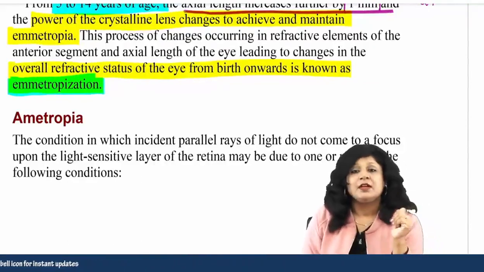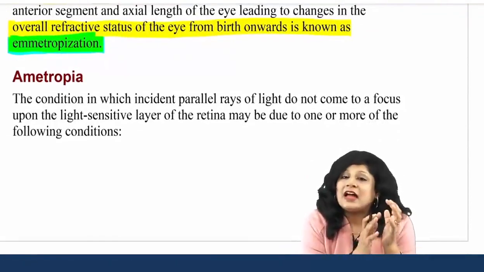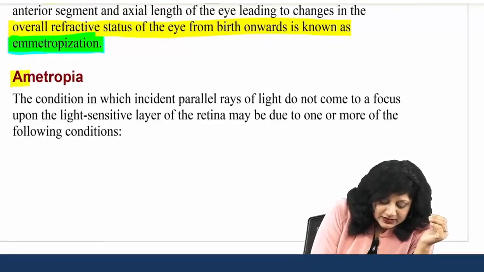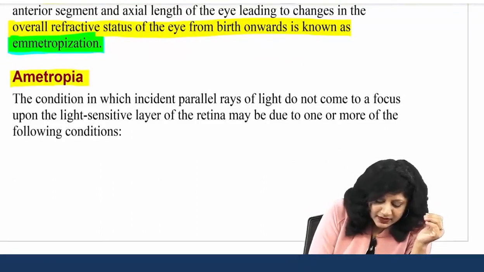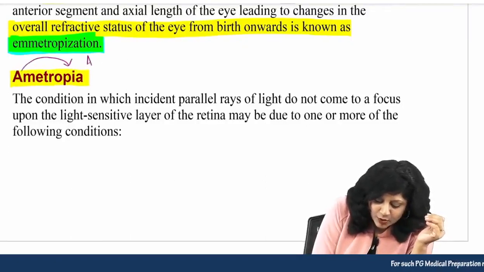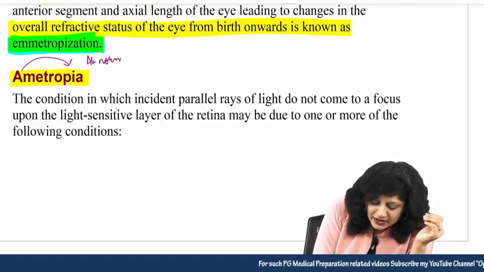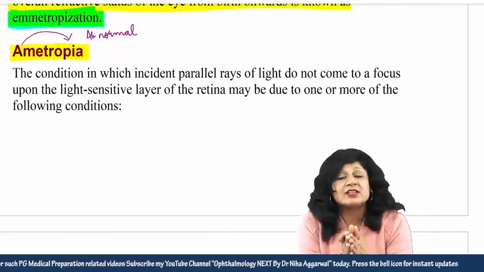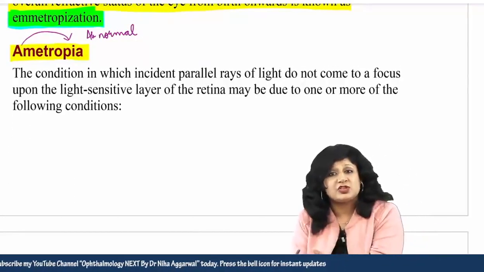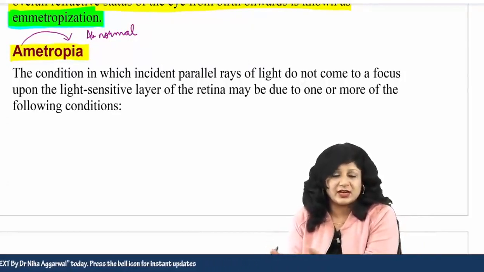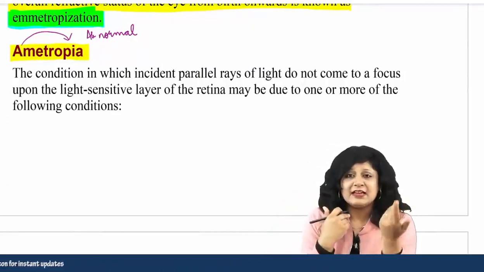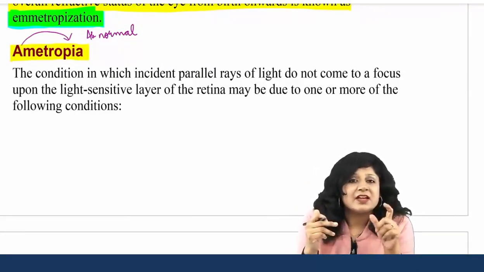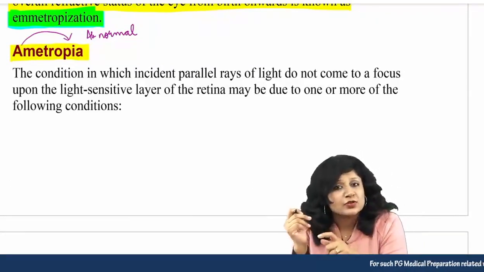All right. Now after you have understood the emmetropia, now let us see the ametropia. What is this ametropia? See, the word A means abnormal here. So the condition in which the parallel rays of light coming from infinity with accommodation at rest are not focusing on the retina. So it is E versus A. E was normal and A is abnormal. So A means the rays are not coming to the point focus on the retina.